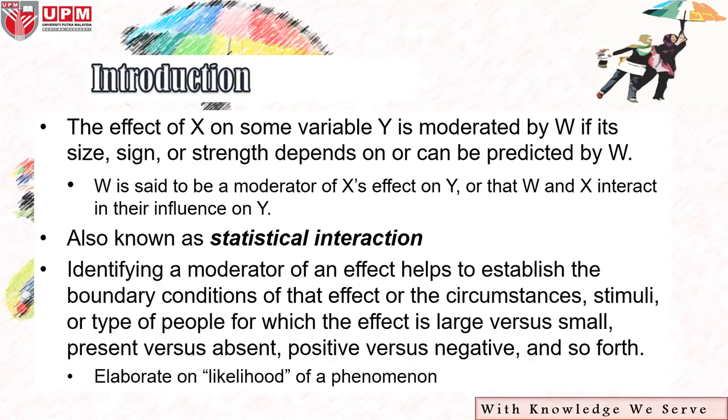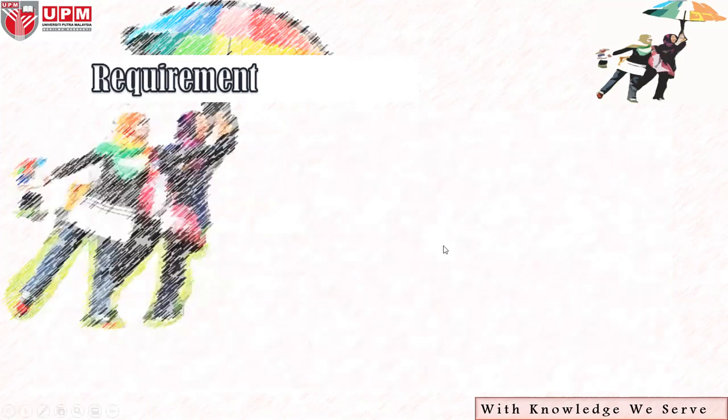Okay, and then identifying a moderator of an effect helps to establish the boundary condition of that effect, or the circumstances, stimuli, or type of people for which the effect is large versus small. Now we can see either the effect is large or small, present versus absent, ada atau tiada, positive or negative, and so on. We are going to elaborate on the likelihood of a phenomenon. Sama ada sesuatu fenomena tu wujud ataupun tak.